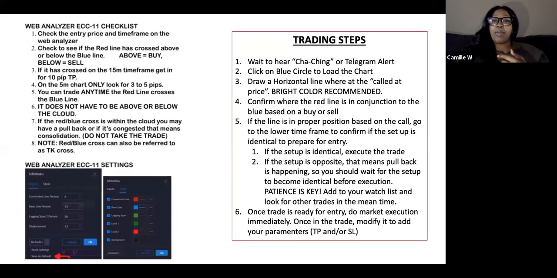If the line is in proper position based on the call, I know that it's set up for a buy, but then I go to the lower time frame, 5 minute in my case, since I trade the 15-minute chart. I go to the lower time frame to see if it's lined up properly. If I go to the lower time frame and the red is above the blue for a buy, just like it is on the 15-minute, I will go ahead and execute the trade.